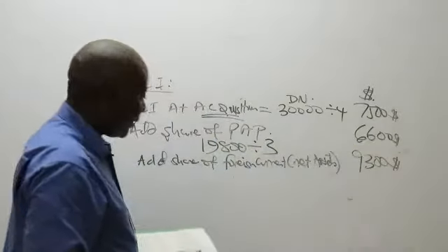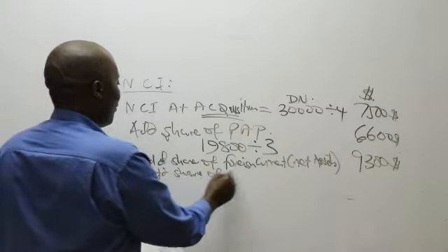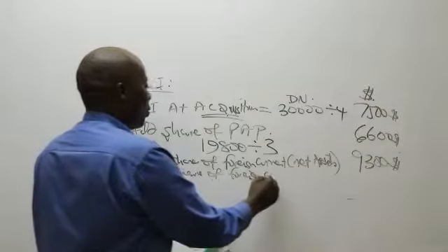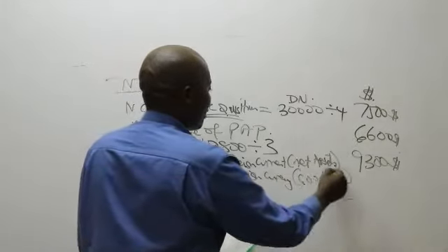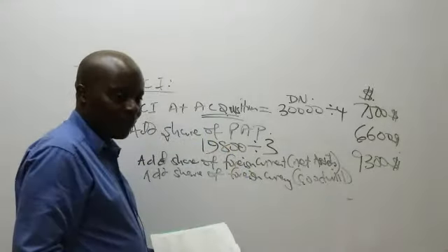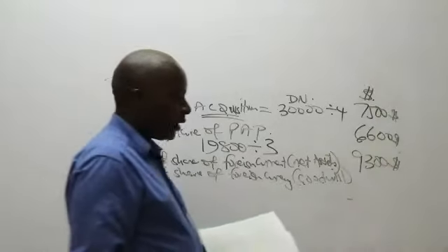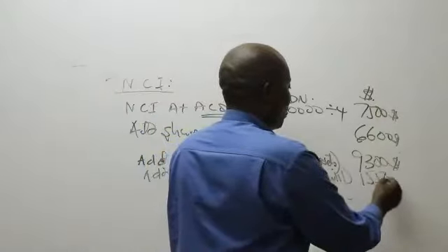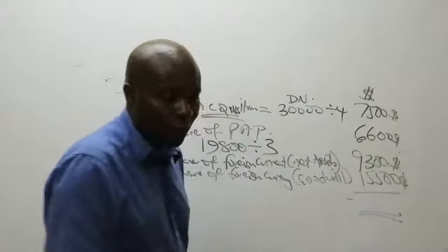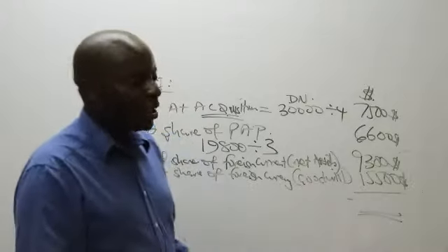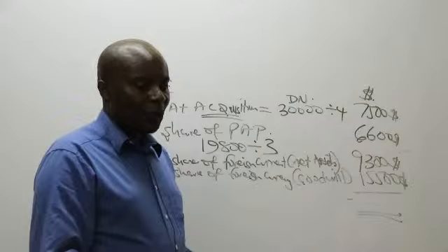And then lastly we have here add share of foreign currency goodwill. How much? 15,500. So could you kindly give me the total for NCI? What do we have there as the total for NCI?